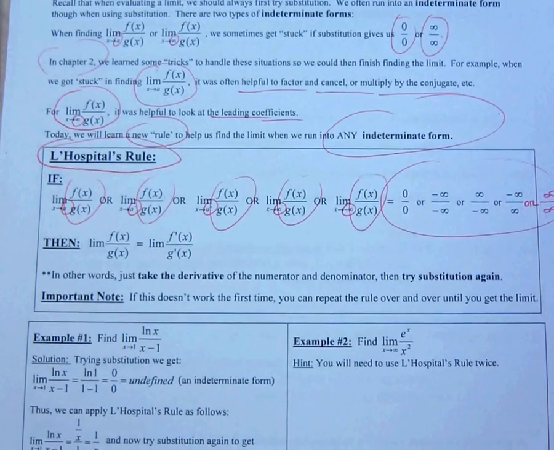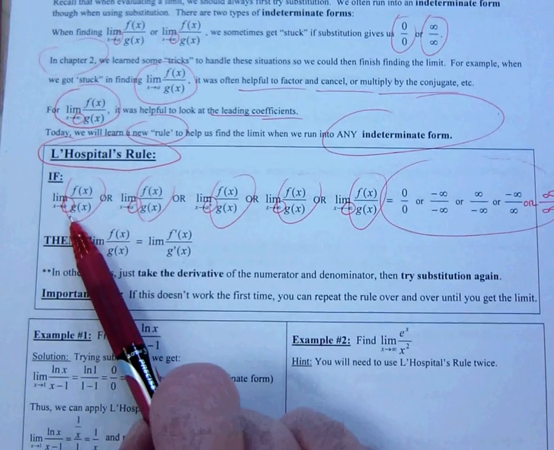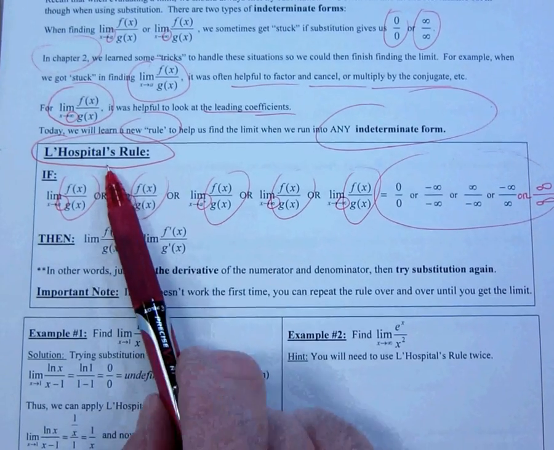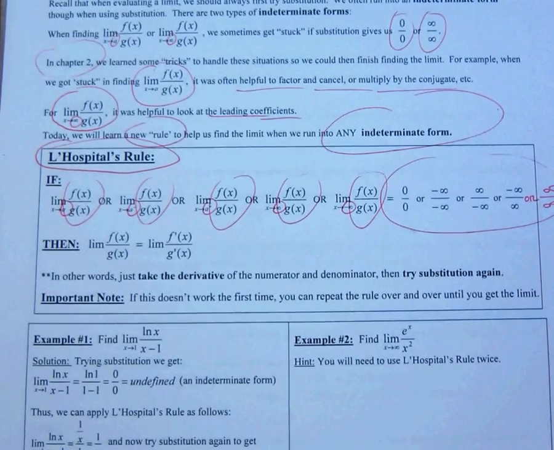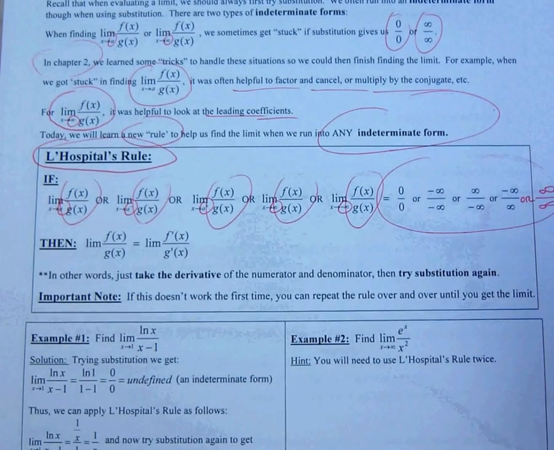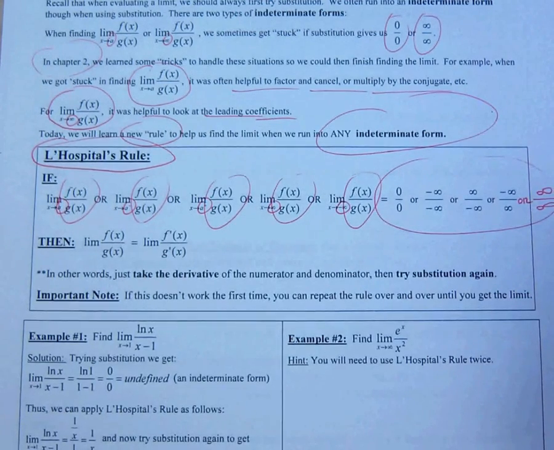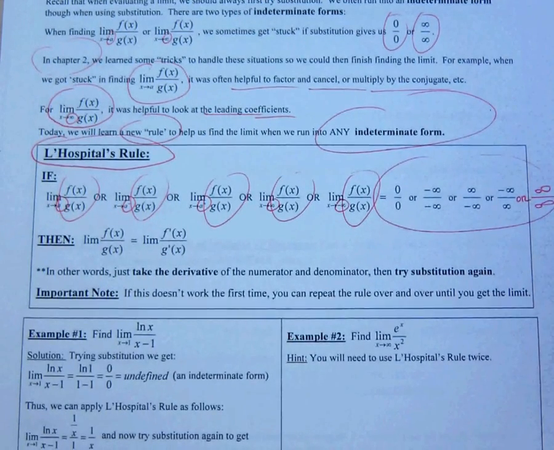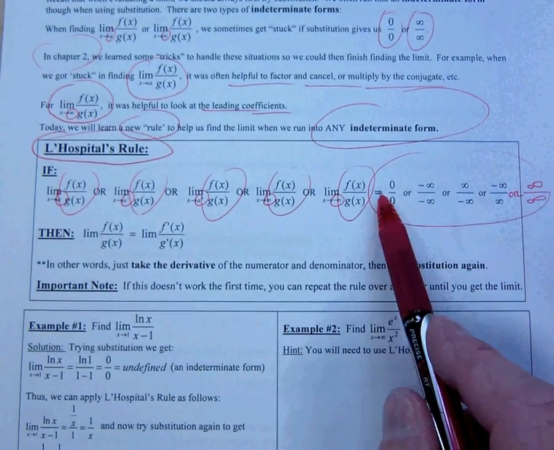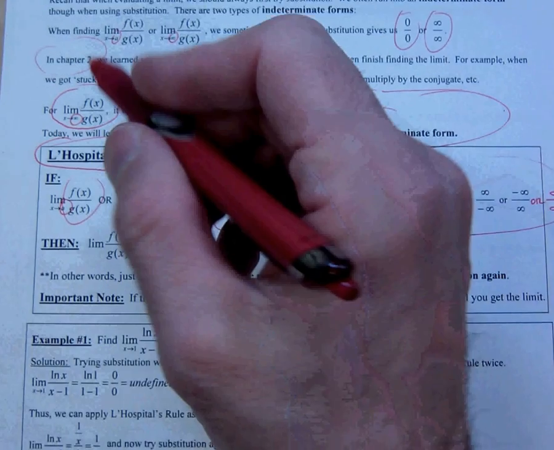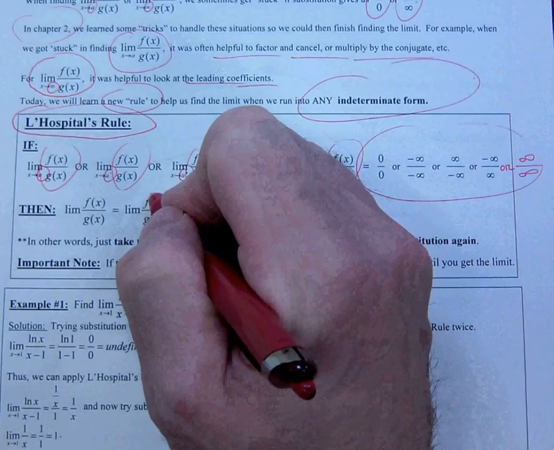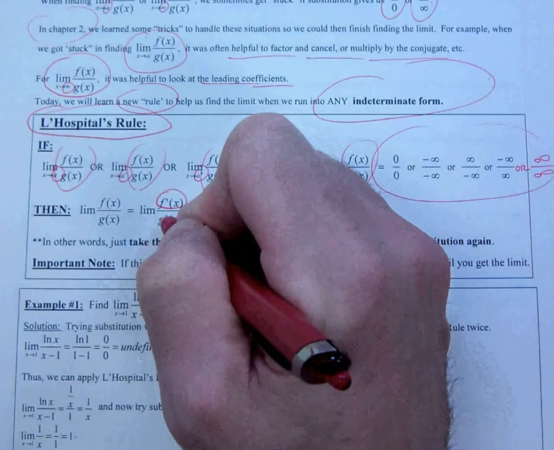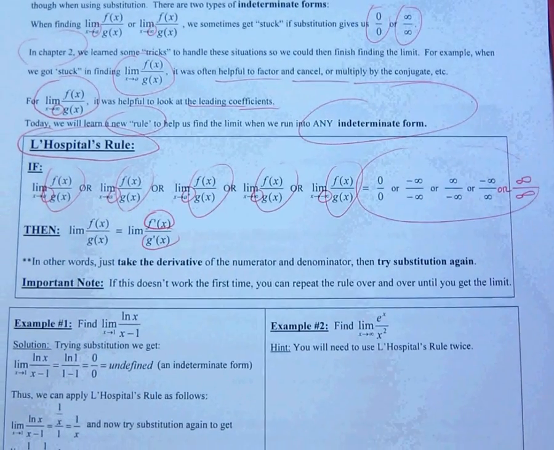Again, don't pronounce it as L'Hospital. It's L'Hopital is how you say it. And it's real simple, you guys. You're going to like this because when you run into any of those, what you can do is take the derivative of the top and the derivative of the bottom and then find the limit again.